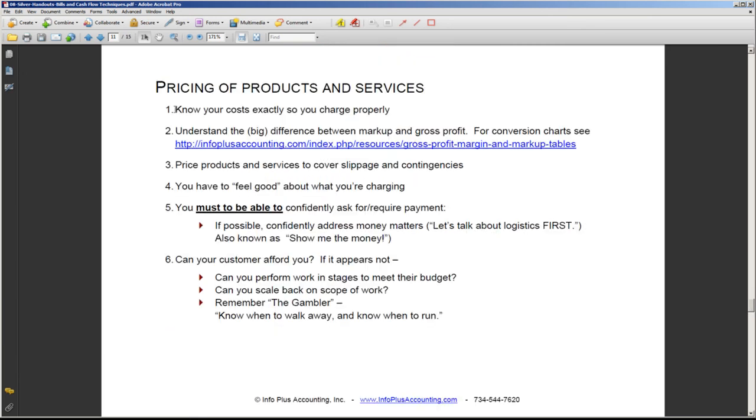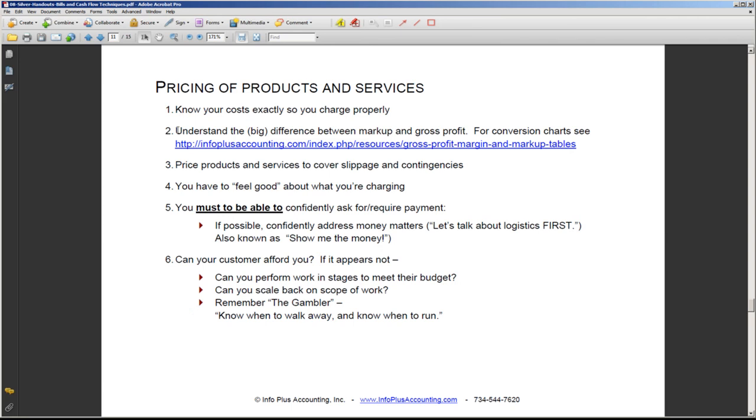Pricing of products and services. You want to know your costs exactly so that you can charge properly. So that's part of what you're working on now, is to get your system set up so you know exactly what your costs are, so that things are being priced and charged out properly. So that's one of the major reasons that people have cash flow problems, is they're not charging the right amount for the services that they're providing or the goods that they're providing.